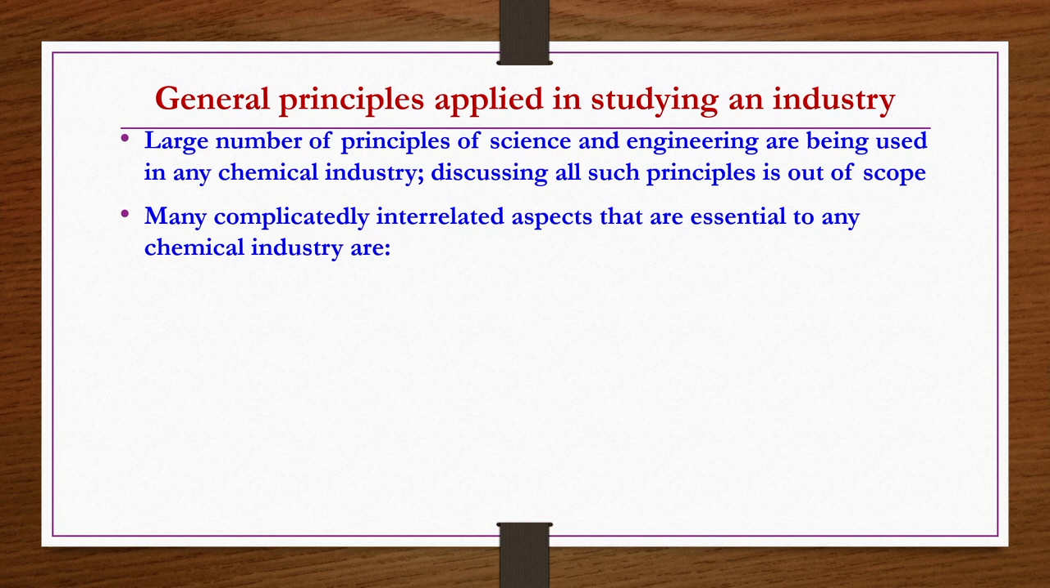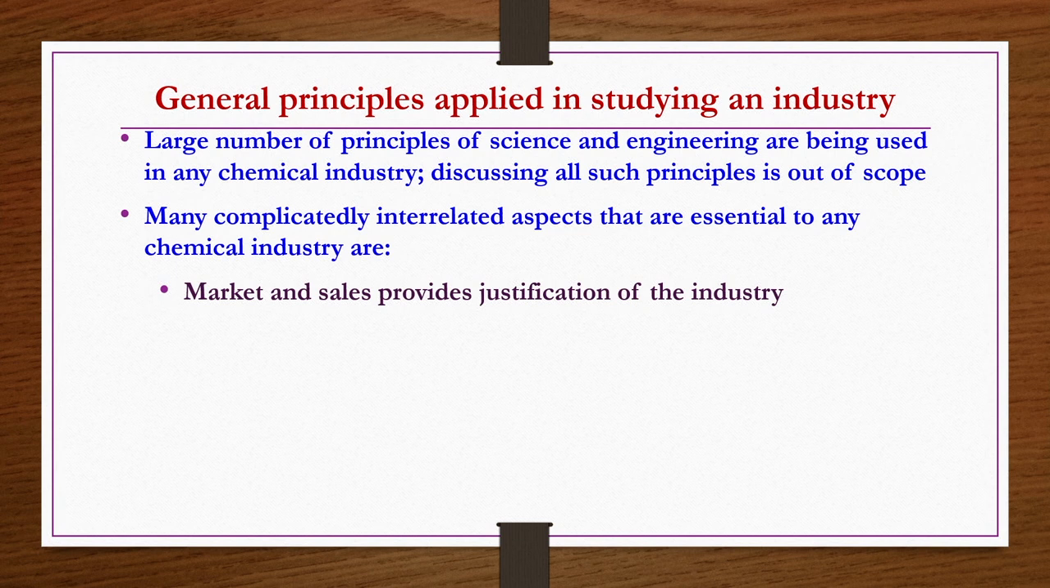First of all, for any industry, the market and sales are very much essential. The market and sales provide justification for the industry installation, renovation or enhancement, whatever you want to do. If there is no market, then however efficiently you do plant design, installation of industry, etc., it's of no use, okay? Then methods of production, so many issues may be associated with the methods of production, like chemical reactions.